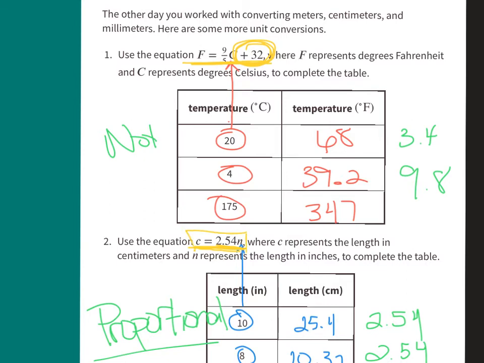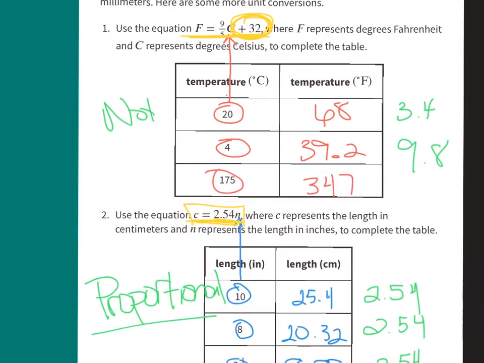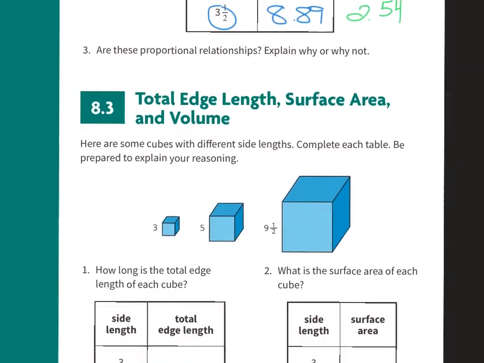Okay? On number 1, we're adding 32. So adding this 32 throws it off, and it will not be proportional. So anytime you see an addition or a subtraction in an equation, it's an automatic not proportional. Okay? If you see multiplication, it is proportional, and some division is. Okay? So we'll talk more about that as we go on.